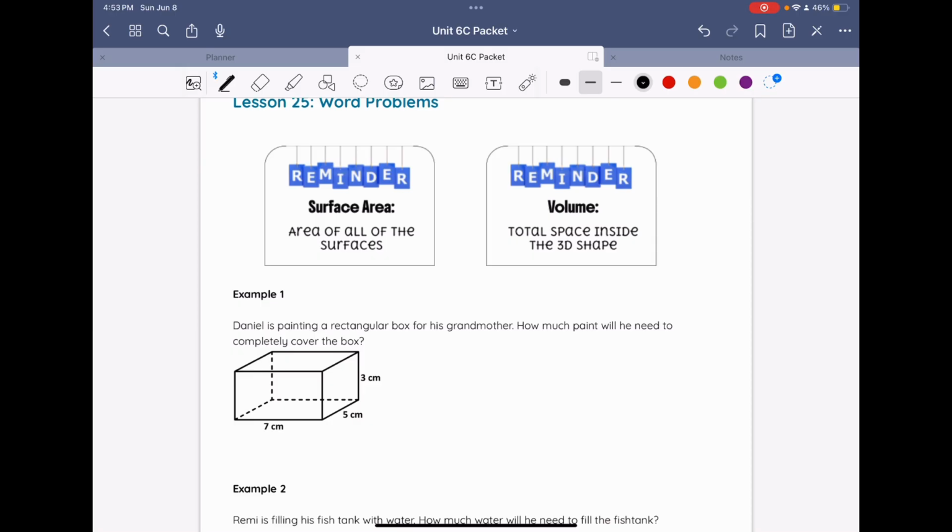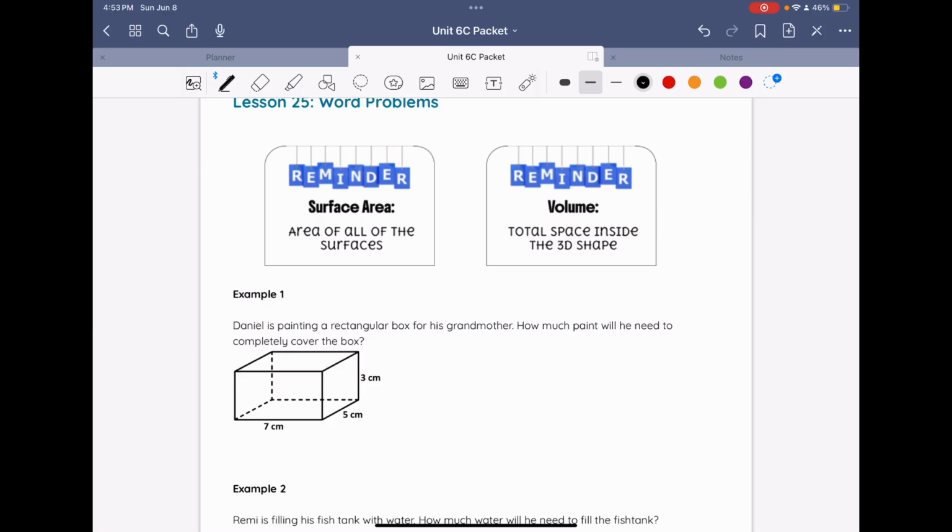Our volume is the total space inside of our three-dimensional shape. So the example I used is if I take a rectangular prism and I fill it with water, the amount of water that fills up that prism would be the volume. So it's all the space inside it, and that would be in units cubed or to the third power. Let's go ahead and look at our first example.